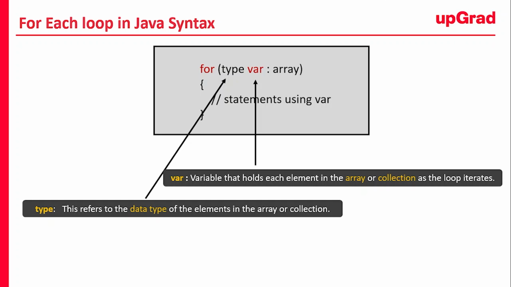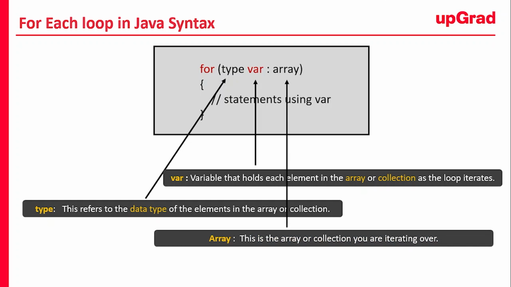Now the third is array. This is the array or collection you are iterating over. It could be any type of array like integer, string, or a collection like an ArrayList or a HashSet that we will be discussing in further tutorials. So basically the loop goes through each element in the array or the collection from first to last. One by one, each and every item of the array will go to this var variable that will hold the element, and then we can perform the actions. So we don't really use an index over here.